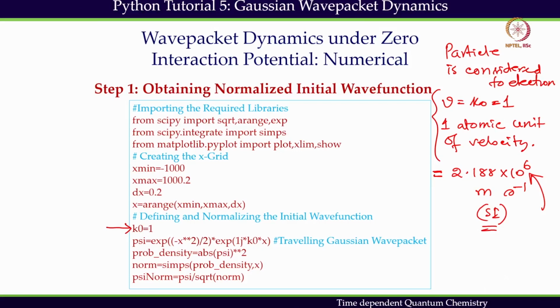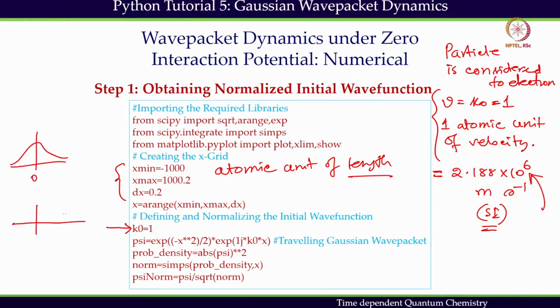So when I have written here x maximum, x minimum, that 1000 and 1000.2, it is assuming the atomic unit of length. When I say that the wave packet is centered at 0, that is 0 atomic unit of length. If the wave packet has moved from 0 to some other value, let's say 10, then this is 10 atomic unit of length. Everything has been represented in the atomic unit.